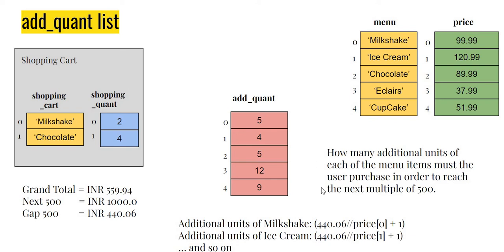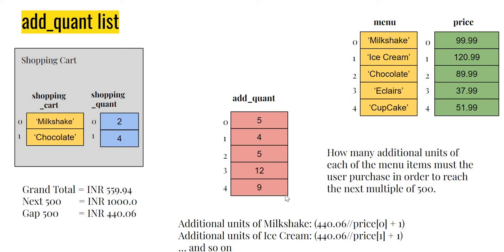So we are going to introduce a new list to the program. Till now, there were 4 lists. Now there will be 5 lists in the program. This list add quant will contain how many additional units of each of the menu items the user must purchase in order to reach that next multiple of 500. For example, in this situation, it turns out that the user can purchase 5 units of milkshake, 4 units of ice cream, or 5 units of chocolate, and so on and so forth.